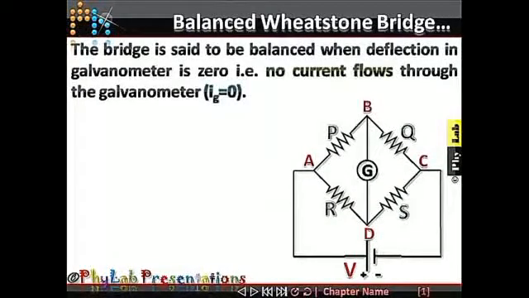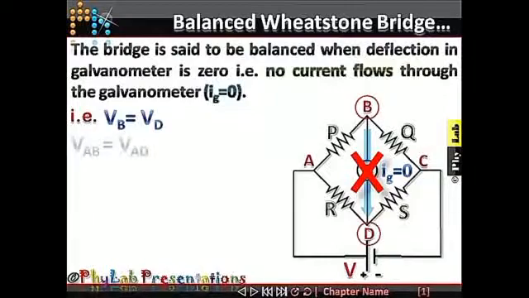Now the proof of the same. If no current flows through the galvanometer, that means this diagonal branch, then we say the bridge is under a balanced condition. Now, in order for this to happen, what is required? That this node B and this node D must be at equal potential. So I can say that VB must be equal to VD. Only in this situation can the current not flow in this diagonal branch.